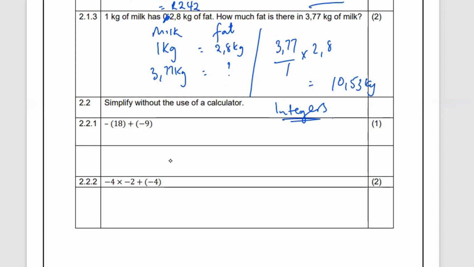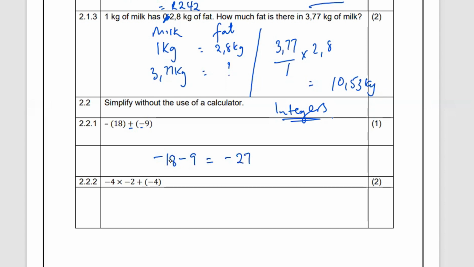So in this case, a negative outside a bracket is going to be just negative 18. This positive next to a negative must give us a negative 9. We know that negative 18 minus 9 must give us negative 27 for 1 mark.